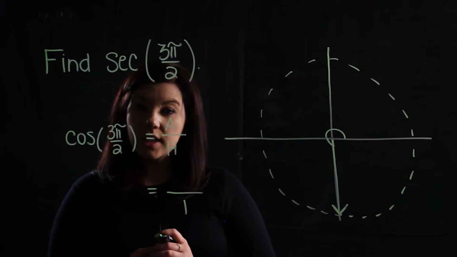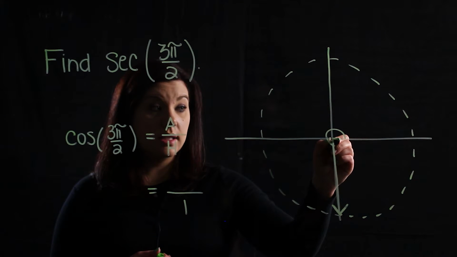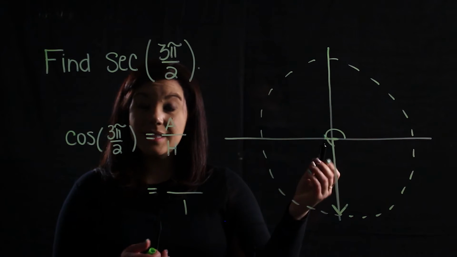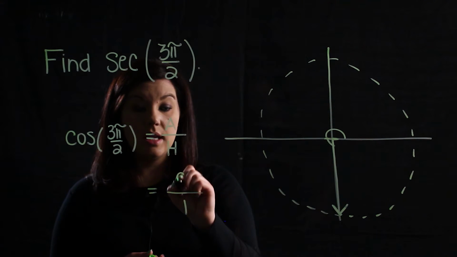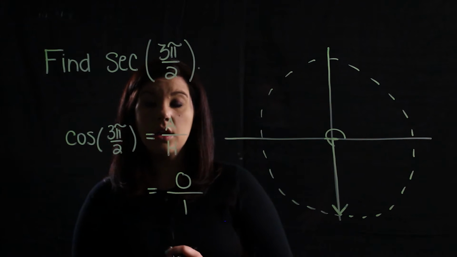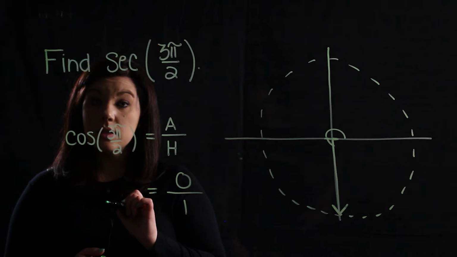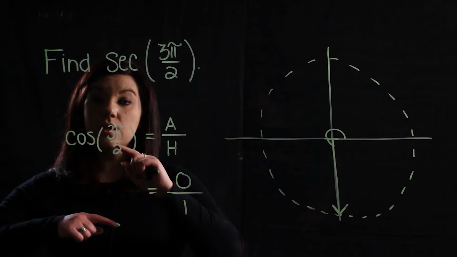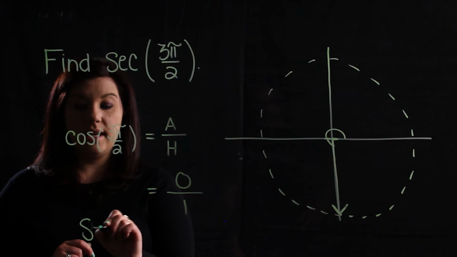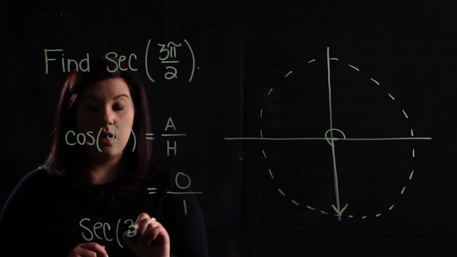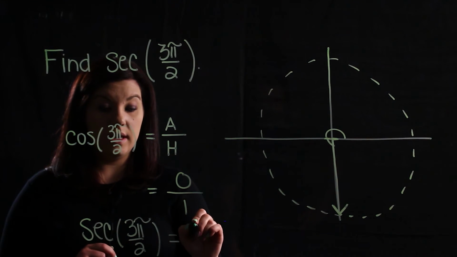What is my adjacent? Well, does the triangle come out any to the left or to the right at all? It doesn't. So I don't have an adjacent. My adjacent distance is 0. So if the cosine is 0 over 1, the secant is buddies with the cosine, so the secant is the reciprocal or the flip of that cosine. So we would say that the secant of 3 pi over 2 would be the reciprocal of this, or 1 over 0.